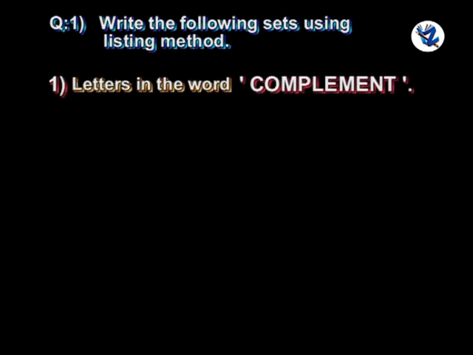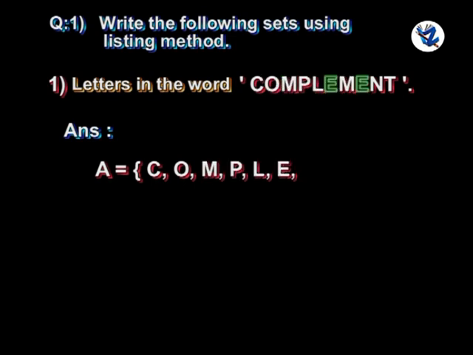Now the question: write the following sets using listing method. Letters in the word complement. A is equal to {C, O, M, P, L, E, N, T}.